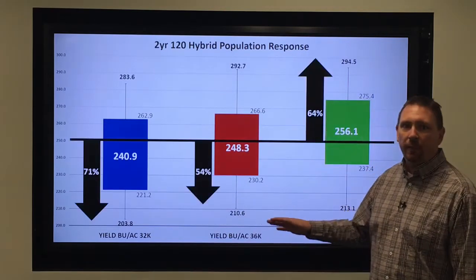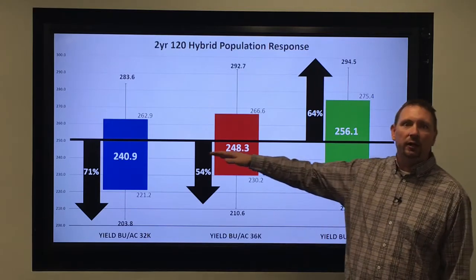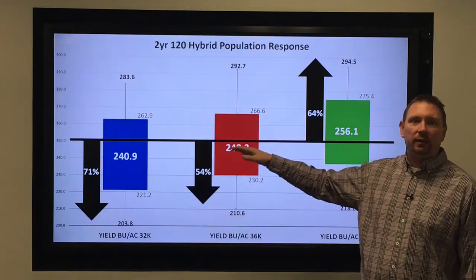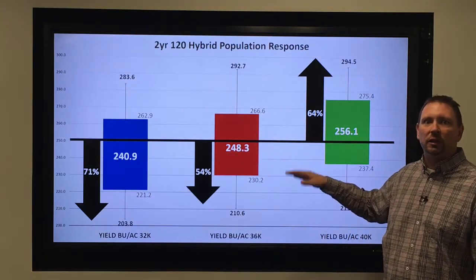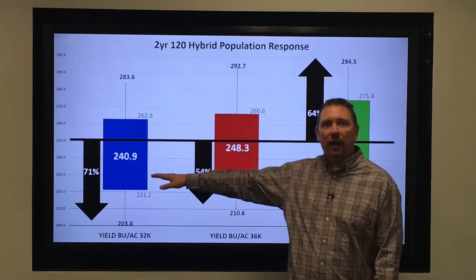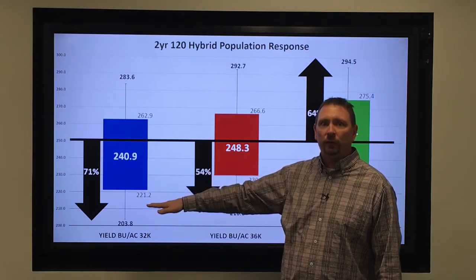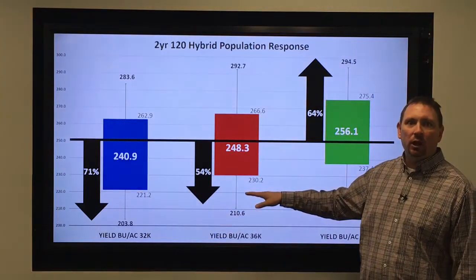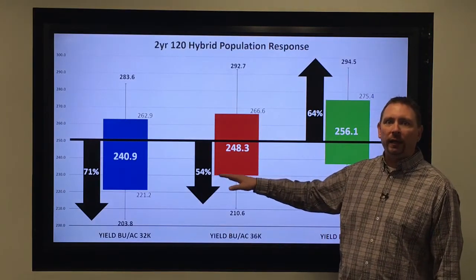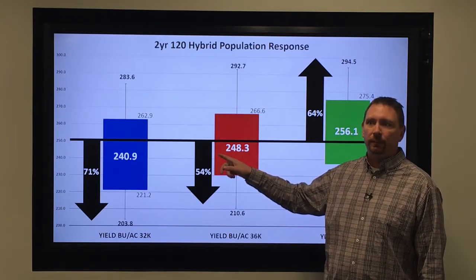Some more numbers that jump out at us to help us try and minimize our downside risk: I've drawn a line in here at 250 bushel to the acre, and see how many of the data points at each planting population lie below that 250 bushel line. At 32,000, we see that 71% of the data points lie below 250 bushel. We lower that number when we go to 36,000, but we're still seeing about 1 out of every 2 hybrids fall below that 250 bushel increment.